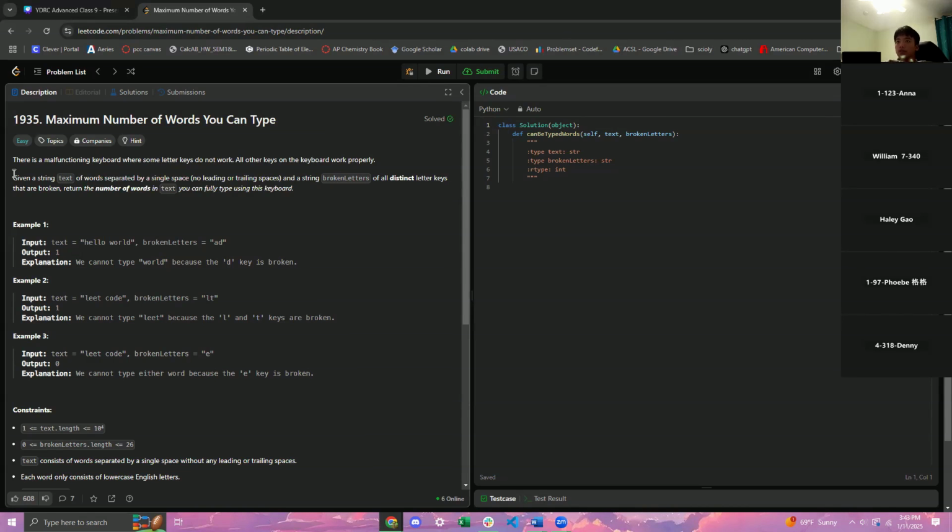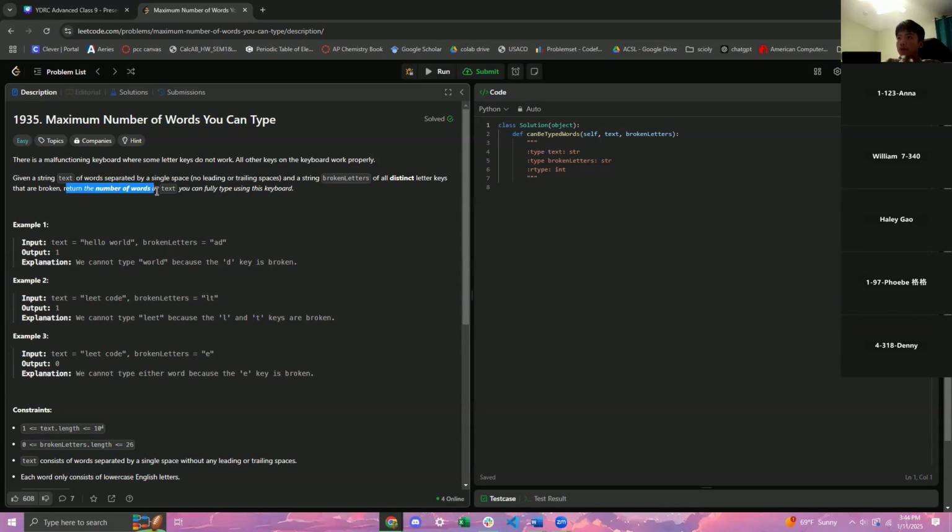This one sentence has a lot of information. There might be a lot of information, so please make sure you read everything. Like this text, it says the words are separated by a single space. So now you know how text is formatted. And we have a string broken letters, which are all the distinct letter keys that are broken. So we know our inputs: text is just a sentence of words separated by a space, and broken letters are just all the distinct letters that don't work, that are broken.